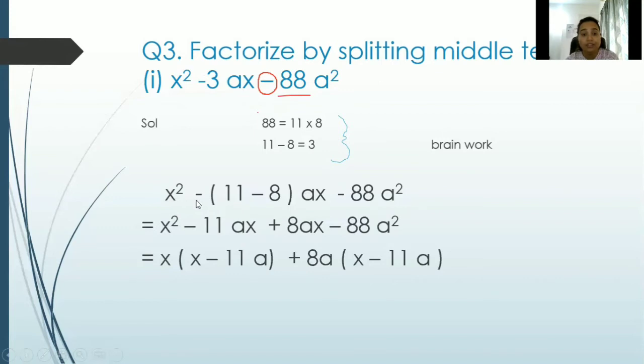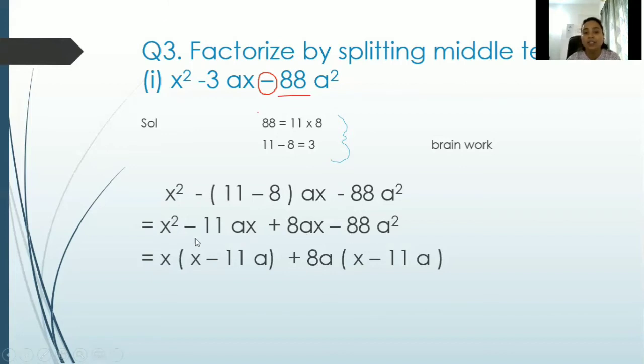Pay attention here. Here is a minus. So when it gets opened, we apply that minus changes the sign. So x square minus 11ax minus minus plus 8ax, then this will remain as it is.